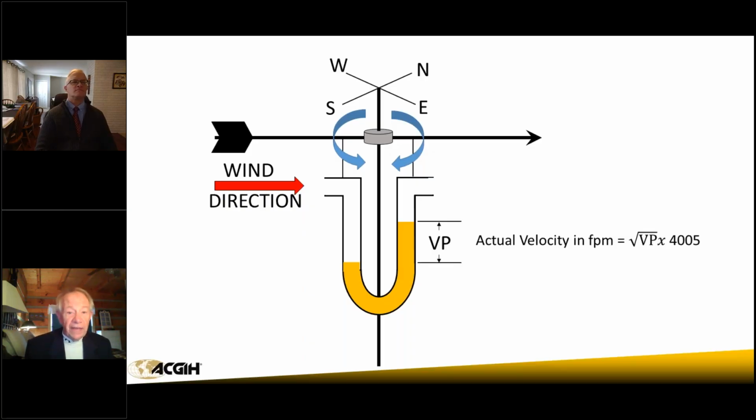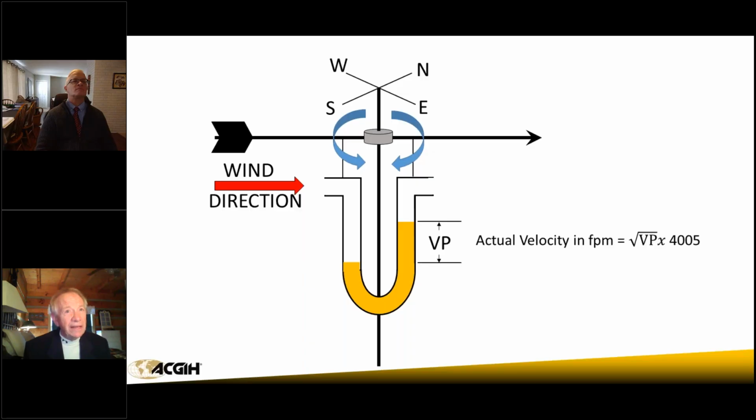In this case, you could take a U-tube manometer, and if you face the manometer pointing into the wind direction, what you will get is a velocity pressure. If you take the square root of that velocity pressure times 4,005, because this would be some standard amount, you could come up with the velocity in feet per minute. For example, let's say you come up with a velocity of 5,280 feet per minute.